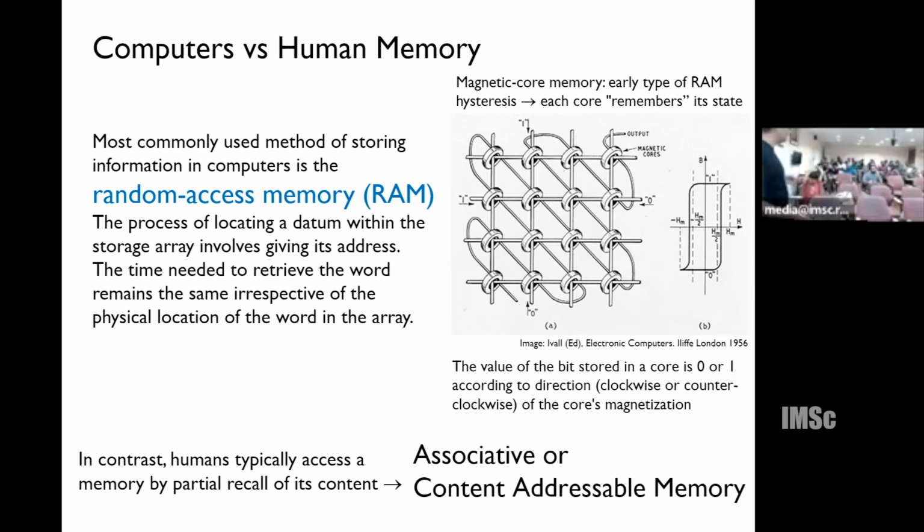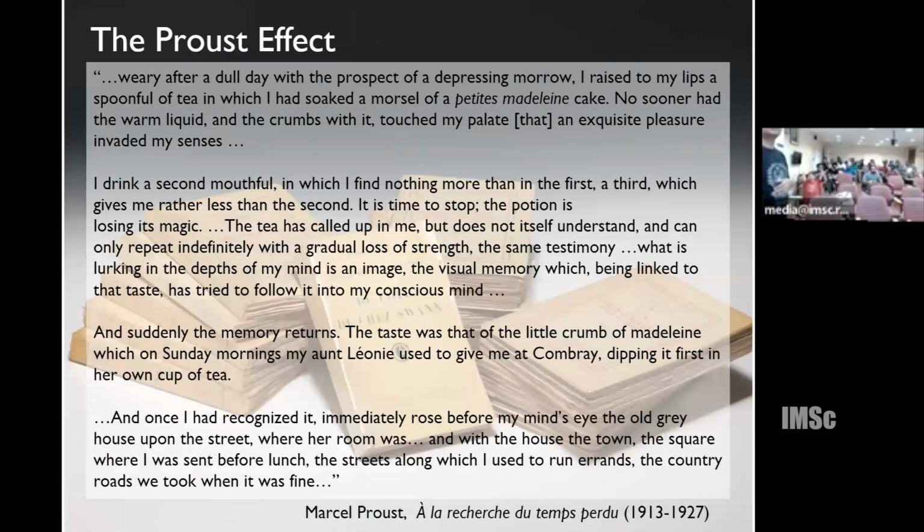In contrast, humans have the so-called associative memory. So what is an associative memory? I call it the Proust effect, because in Proust's book, Remembrance of Things Past, he portrays this very poetically. He describes how one day, after a very tiring day, he goes home and takes tea with a Madeleine cake. As soon as it goes into his mouth, he has a sense of pleasure. And when he takes a second mouthful, it calls into his mind a memory of how on Sunday mornings his aunt Leonie used to give him crumbs of Madeleine at Combray, a memory of something from deep in his childhood.